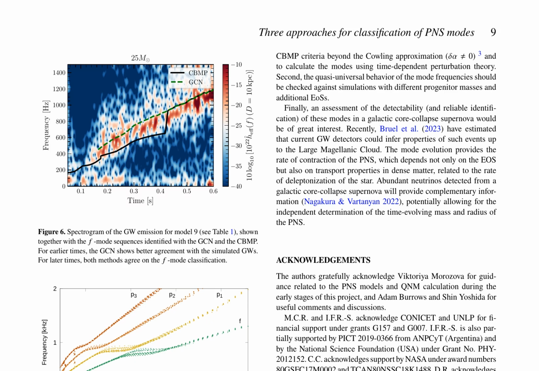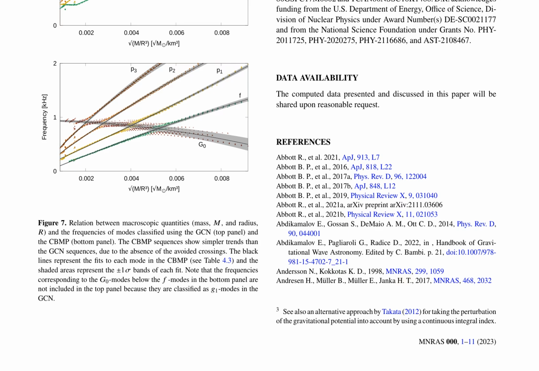Both methods are applied to a set of simulated PNS models, with varying mass and radius. The study reveals that the GCN better captures the complex behavior of the PNS modes, especially in the low-frequency regime. The CBMP, however, provides simpler trends in the mode frequencies due to the absence of avoided crossings.